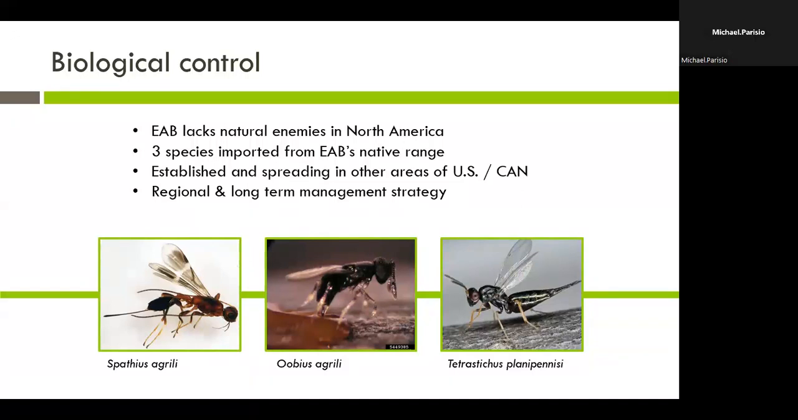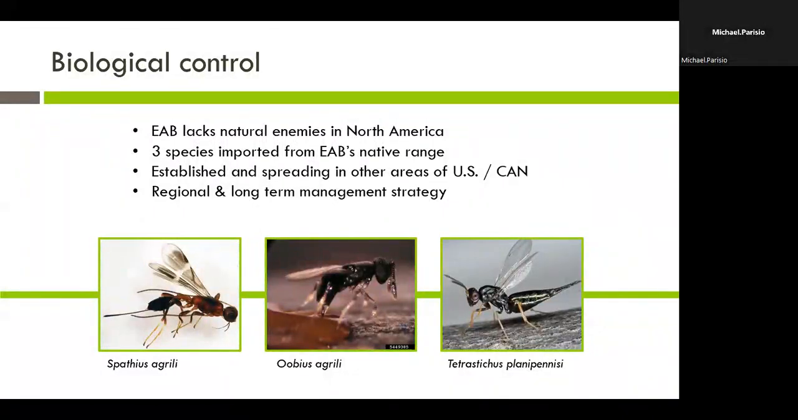Initially, there were 3 species of these parasitic wasps that made it through these trials. Those are the 3 that you see here. The 2 outer wasps, Spathius agrili and Tetrastichus planipennisi, are what are known as larval parasitoids. The wasps lay their eggs in the emerald ash borer larva. They have an organ called an ovipositor, which is kind of like a modified stinger, that they use to drill through the bark of the trees and inject their eggs into the ash borer larva.